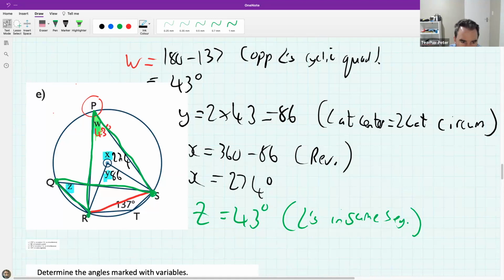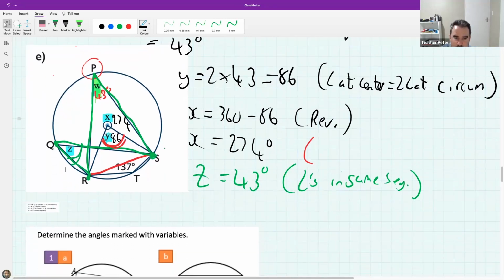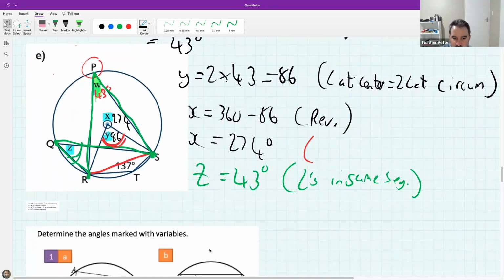So sir, what if we said z is 43 in another way with a different reason, like the angle at the center? Yes, perfect. I've just seen that now. So you saw that y was the angle at the center and z was the angle at the circumference, so it would just be 43. So yes, absolutely perfect, completely fine. Thank you, sir. Okay, is there one more question for tonight before we wrap this up?